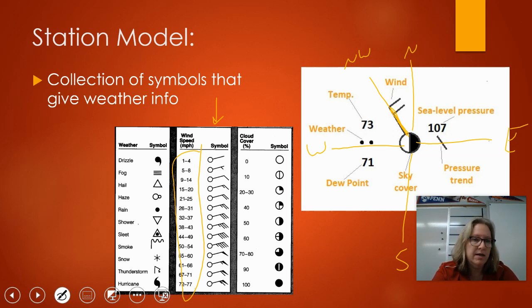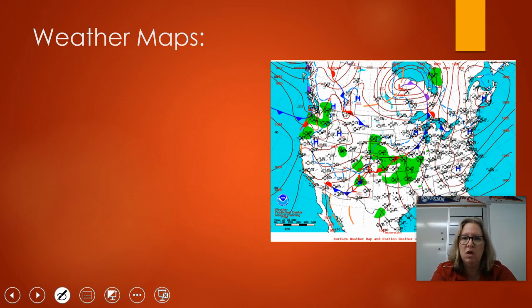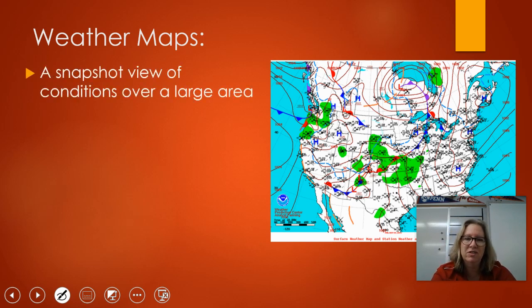Okay. You might see these symbols on a weather map. Now, a weather map is usually just an overview, a snapshot of a really large area. You can see that this one covers the entire United States. So you're not going to get as much detailed information as a local weather map or a local weather forecast. But these larger weather maps still give us a lot of information.